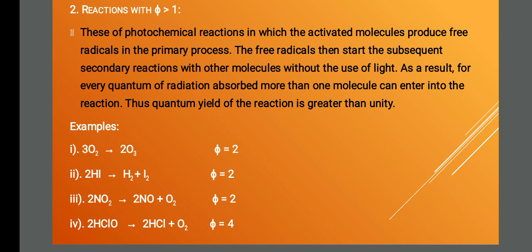So these are photochemical reactions in which the activated molecules produce free radicals in the primary process, and these free radicals then start the subsequent secondary reaction with other molecules without use of light. As a result, for every quantum of radiation absorbed, more than one molecule enters into the process. Thus the quantum yield of the reaction is found to be greater than unity. Did you understand what I said? I'll explain it once again.